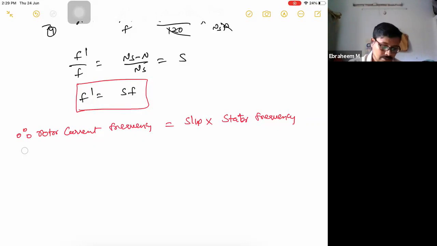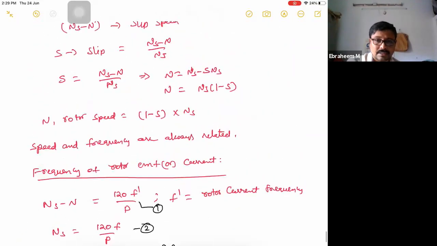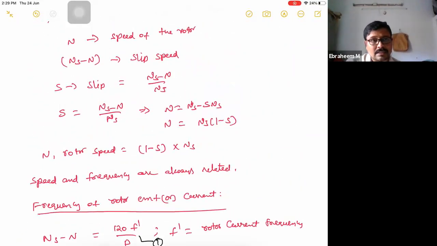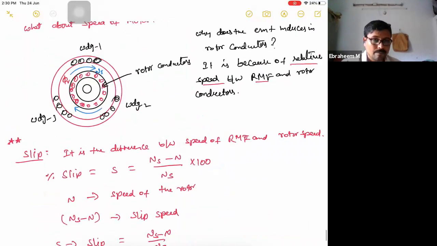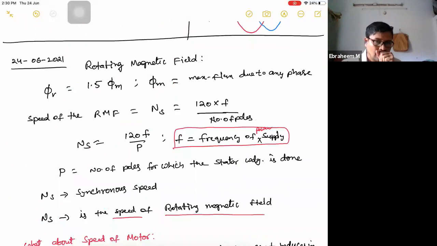Is it clear? Is there any doubt? If you have any doubt up to this point, what I have taught in today's class, quickly ask your doubts if you have one. Okay, then if there is no doubt, we can go to the next topic.